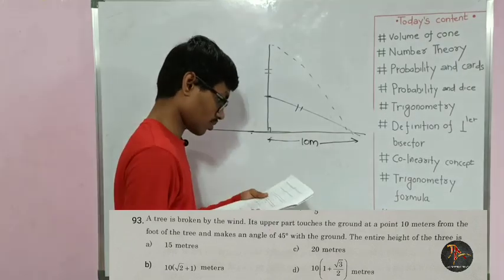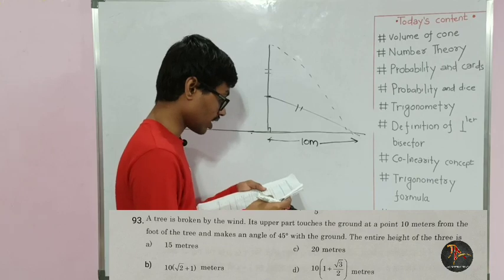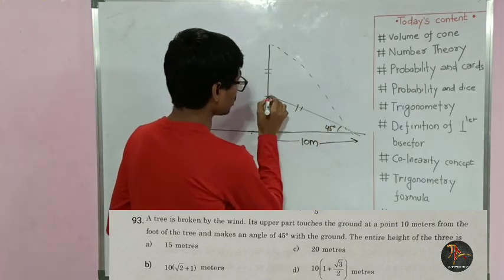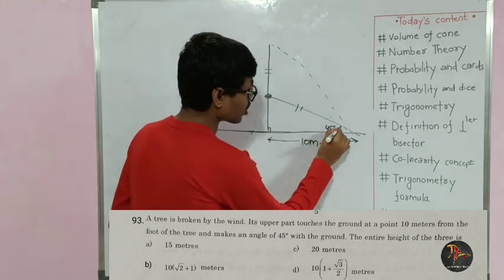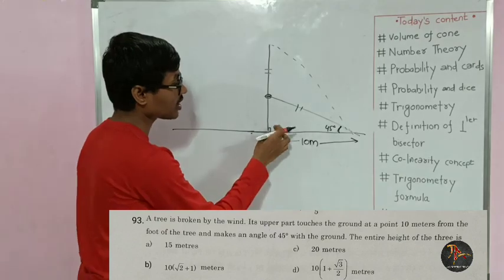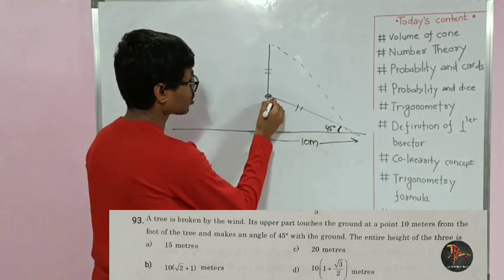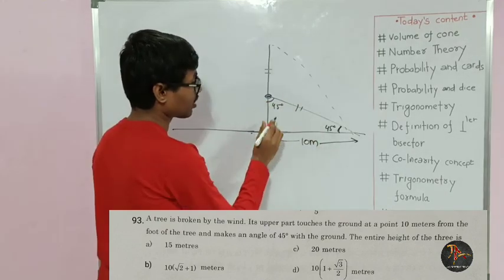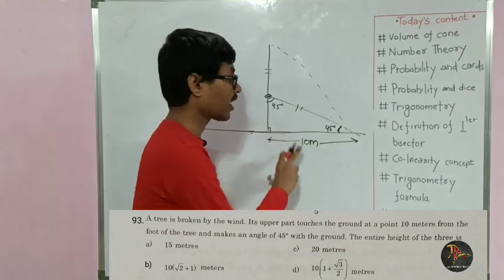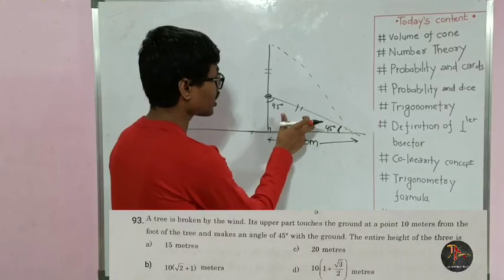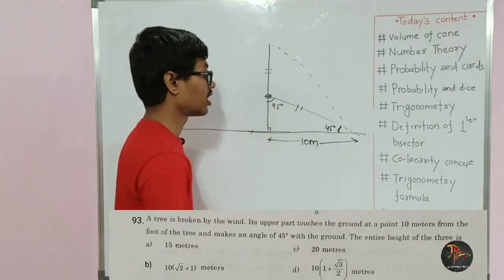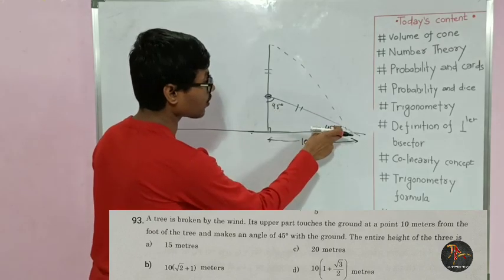Now from the foot of the tree, an angle makes 45 degree at this point. This angle is 45 degree. Now this is 90 degree, this is 45 degree. So this angle is also 45 degree, because 90 plus 45 plus 45 is equal to 180 degree. By angle sum property of triangle, the sum of interior angles of a triangle is 180 degree. So this angle is 45 degree. Now this angle is 45 degree, this angle is 45 degree.